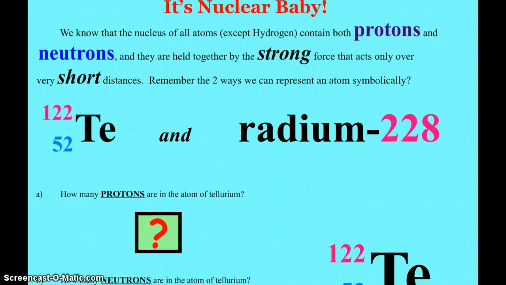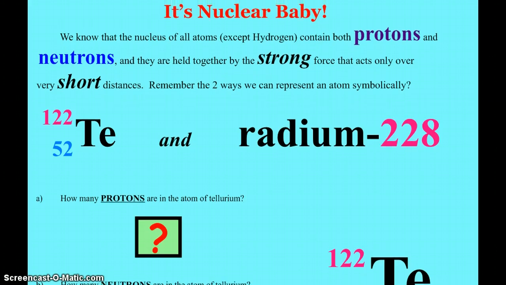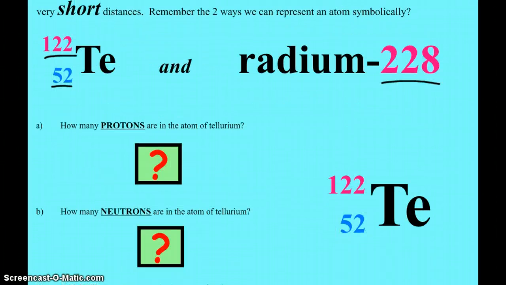Now, these are the two ways that we can represent an atom symbolically. If you remember from when we did our atomic information chart, here we have an atom of tellurium. The top number is the mass number. The bottom number is the atomic number. And then over here we have radium-228. The 228 again is the mass number. So we can refresh our memory.